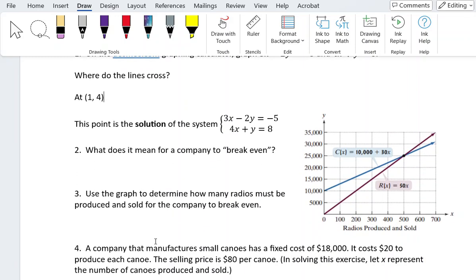Question 2 says, what does it mean for a company to break even? Break even means that your profit is $0. You aren't making money, you aren't losing money, you're bringing in exactly $0 profit. Or you could also say that it means that your revenue, which is your money coming in, is equal to your costs, which is your money that you're spending.